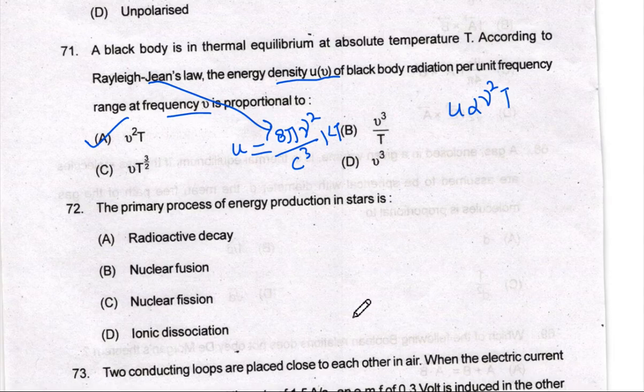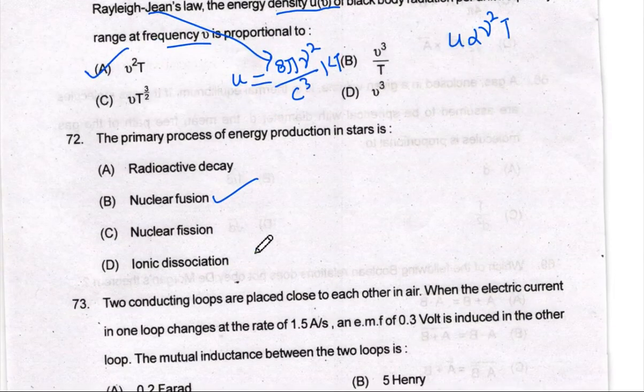So always in stars and moons, energy will produce in the process of nuclear fusion. So there is a carbon-carbon cycle going on, which will produce lots of energy and light.